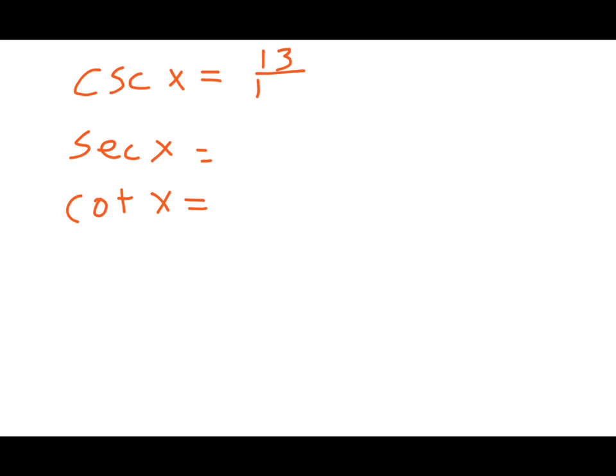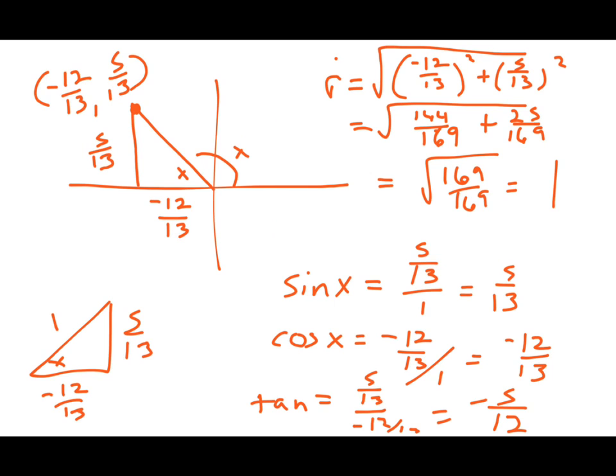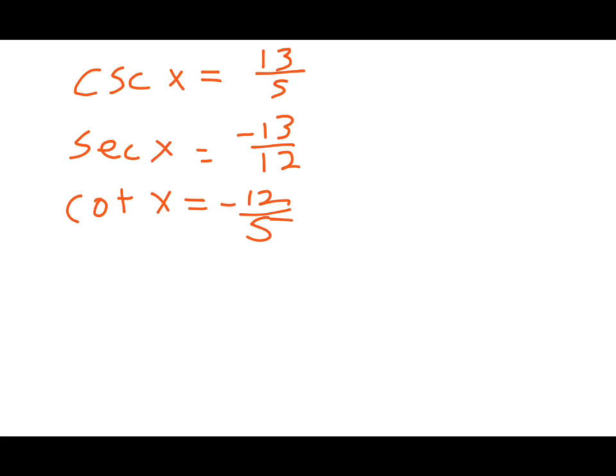To find the other trig functions, just flip each of those other ones. So we have 13/5, negative 13/12, and negative 12/5. Okay?